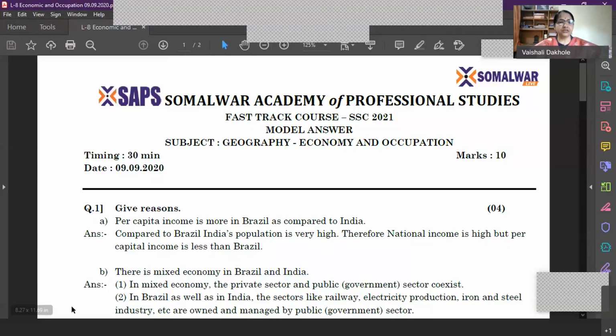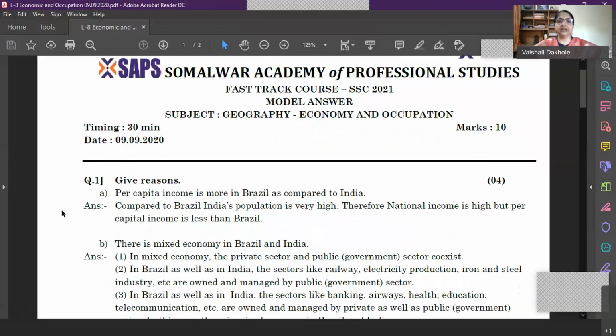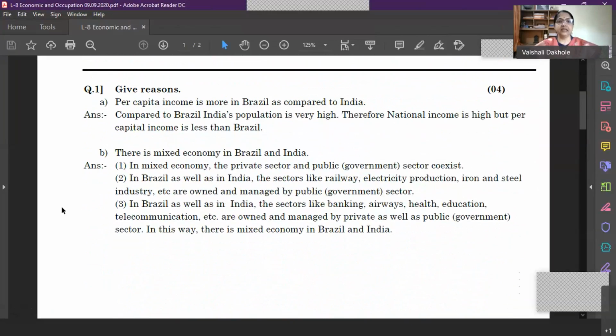So the first question that is given here is a give-reasons question. And the first give reason is: per capita income in Brazil is more compared to India. Actually, both the countries are developing economies. India is in the northern and eastern hemisphere, and Brazil in the southern and western hemisphere, and some part of Brazil is in the northern hemisphere. Both the countries have different types of climatic conditions and different physical features. Also, the human life in both the countries is quite different.